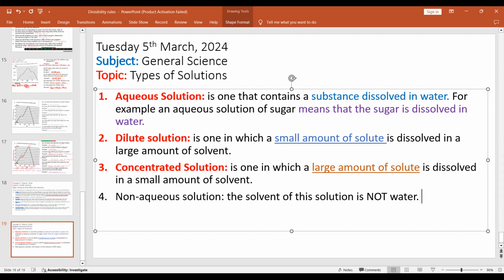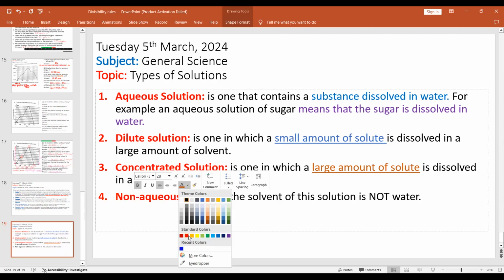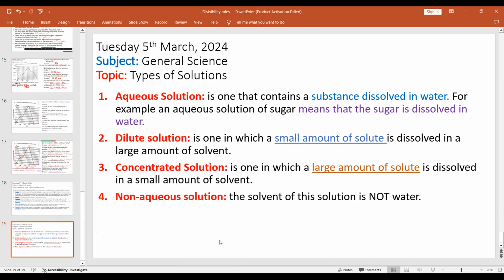So can anyone think of a solution that they know where the solvent is not water? It is a non-aqueous solution, but give me an example in real life. Milk. Soda, but soda is water. Alcohol. Corn syrup. Honey? Mayonnaise, honey. Okay.